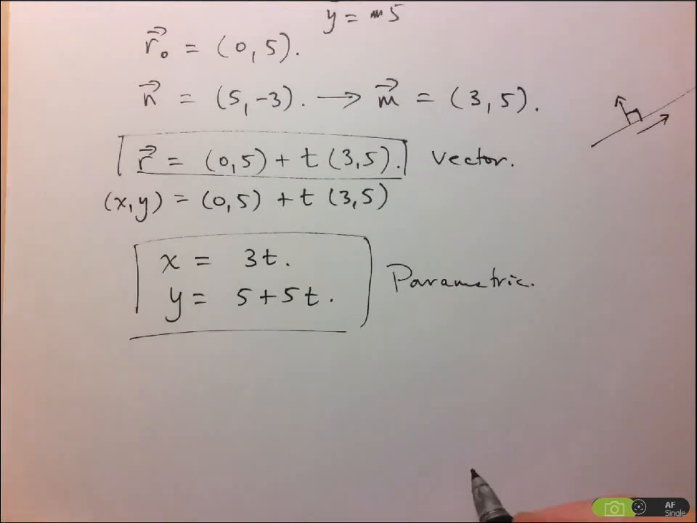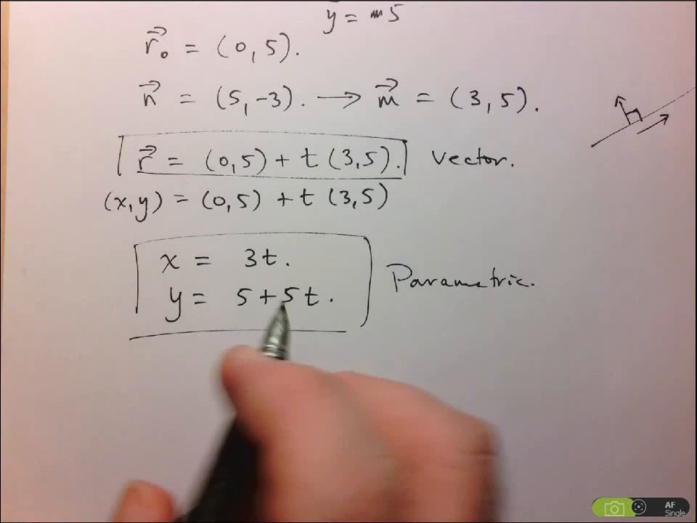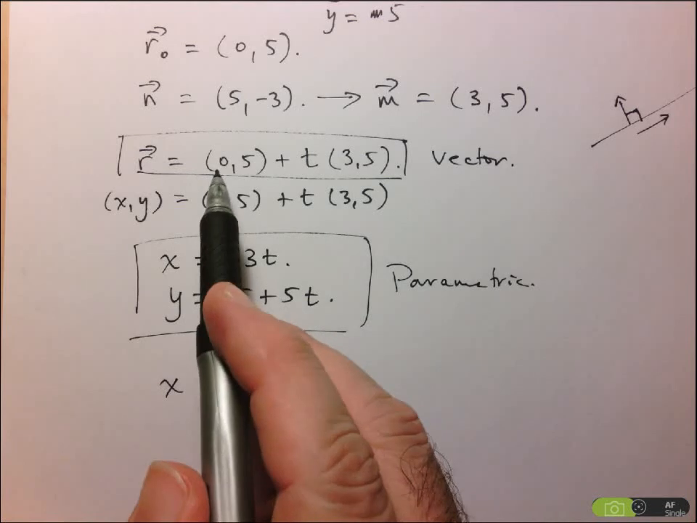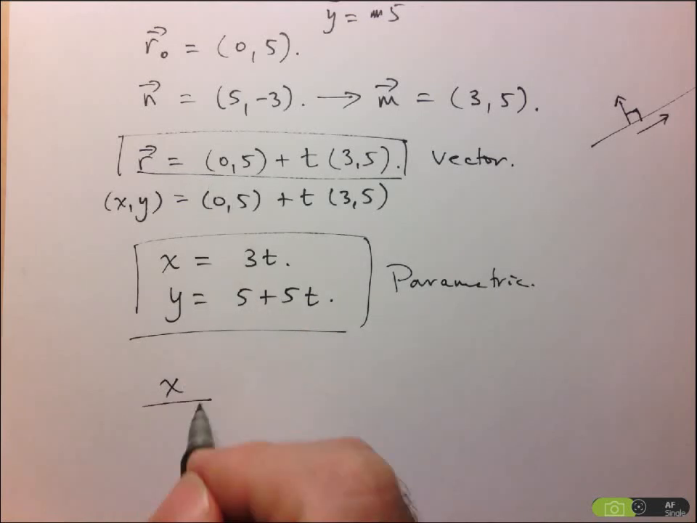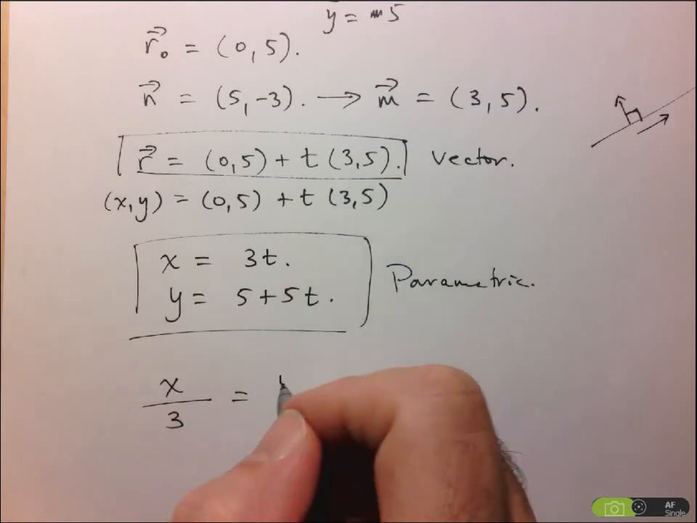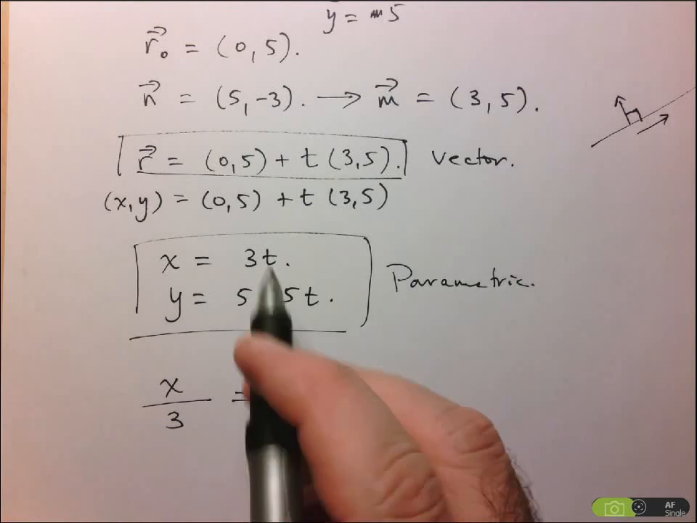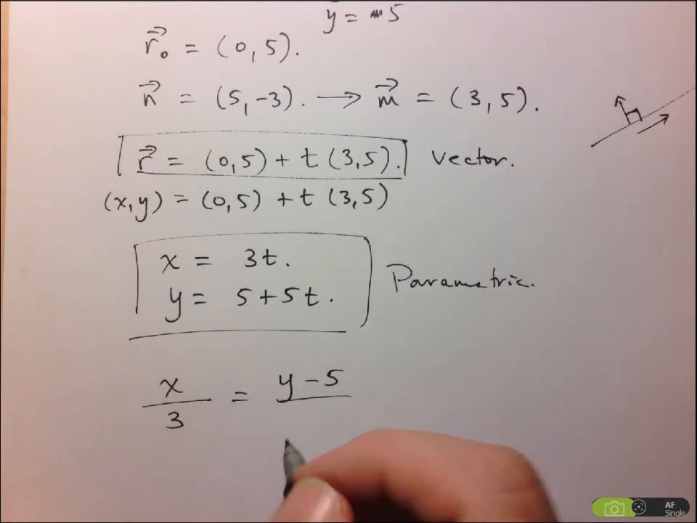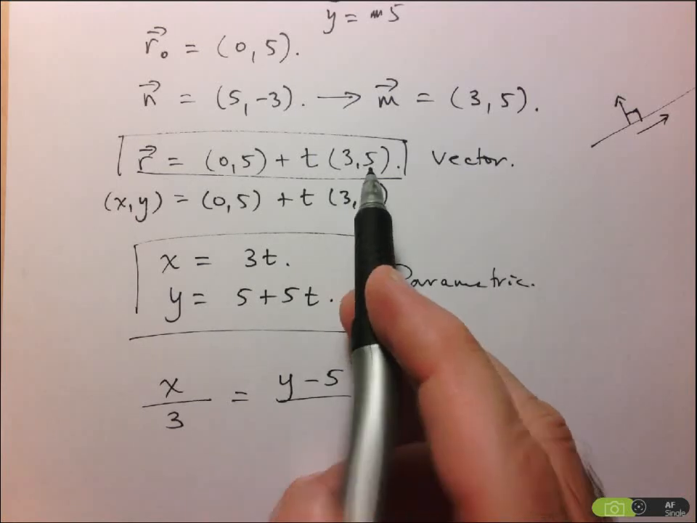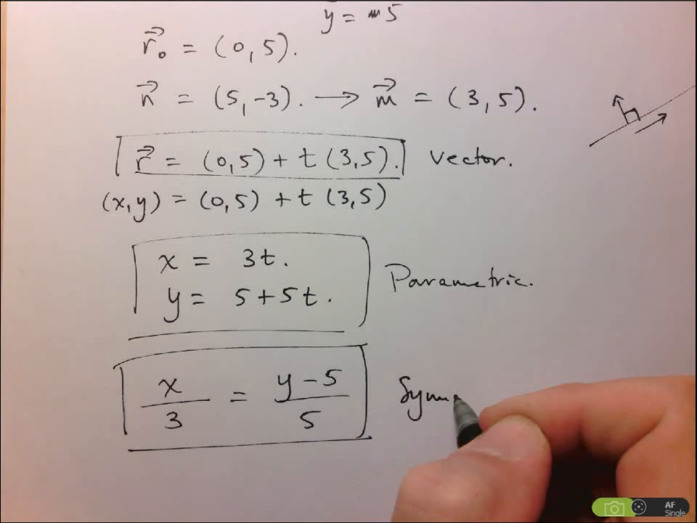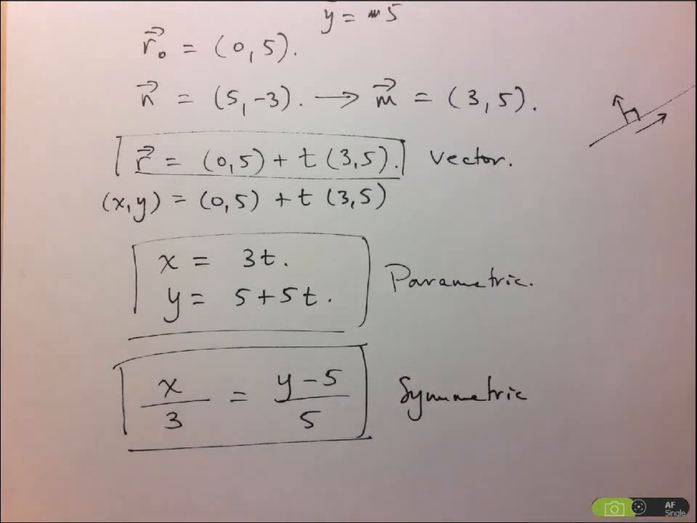Okay, and then finally we have symmetric form, which is written as a pair of ratios, and the ratios are x minus the x component of the given point, which in this case is 0, so x minus 0 is just x, divided by the x component of the direction vector, in this case 3, and that's going to be equal to y minus the y component of the given point, in this case 5, so y minus 5, divided by the y component of the direction vector, which in this case is 5. And so this is the symmetric form of the line. Okay, and that is it.